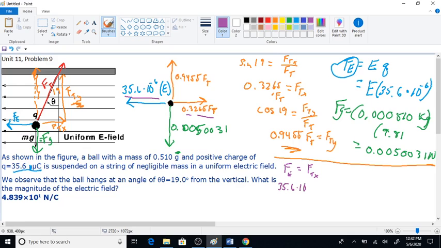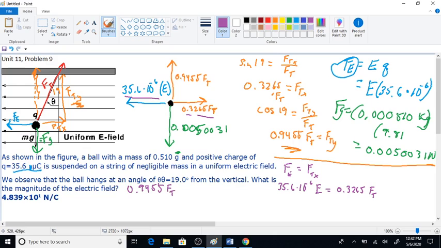So we're going to have 35.6 times 10 to the minus 6 E equals 0.3265 FT. Two variables, so let's just leave that alone. This is this expression. Let's do the same expression for the y direction.